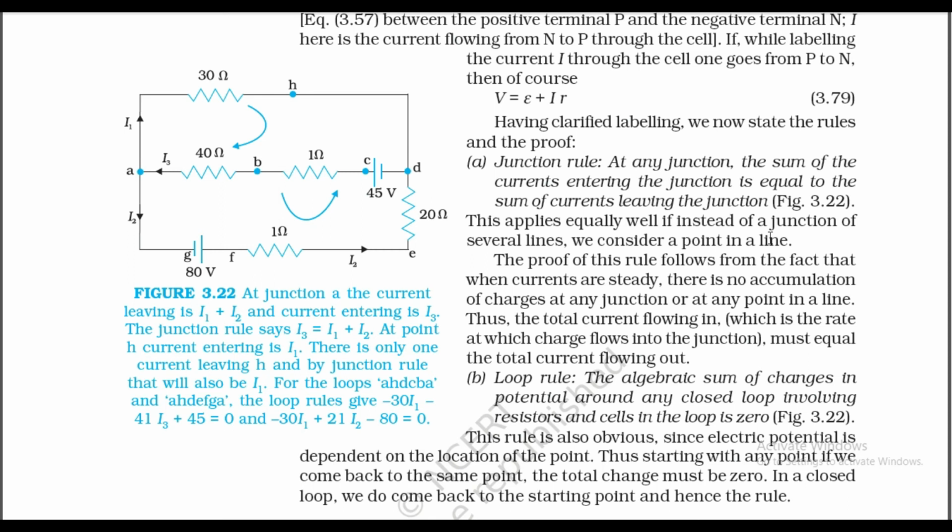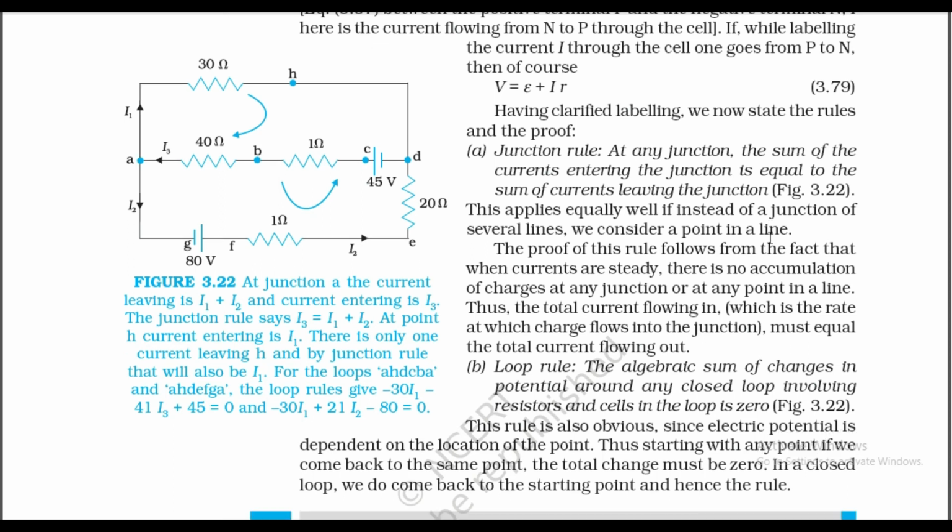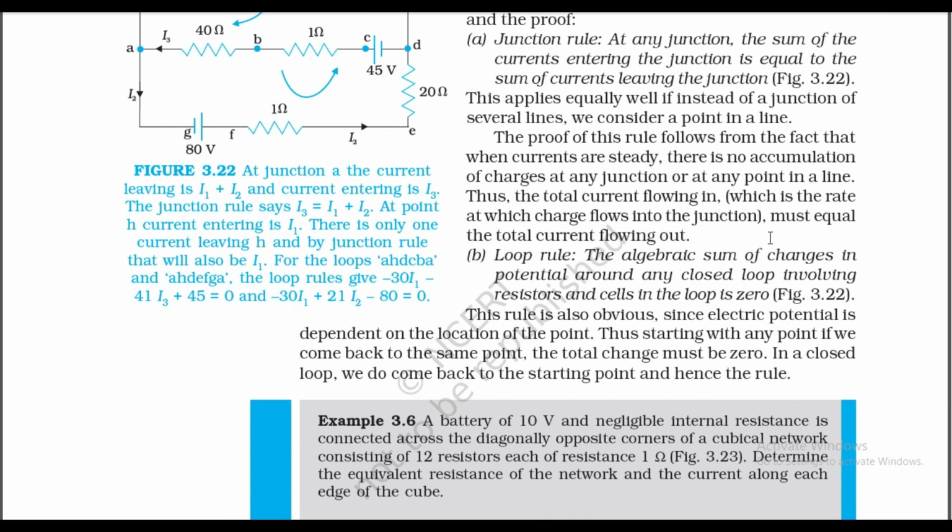The proof of this rule follows from the fact that when currents are steady, there is no accumulation of charges at any junction or at any point in a line. Thus, the total current flowing in, which is the rate at which the charge flows into the junction, must equal the total current flowing out.